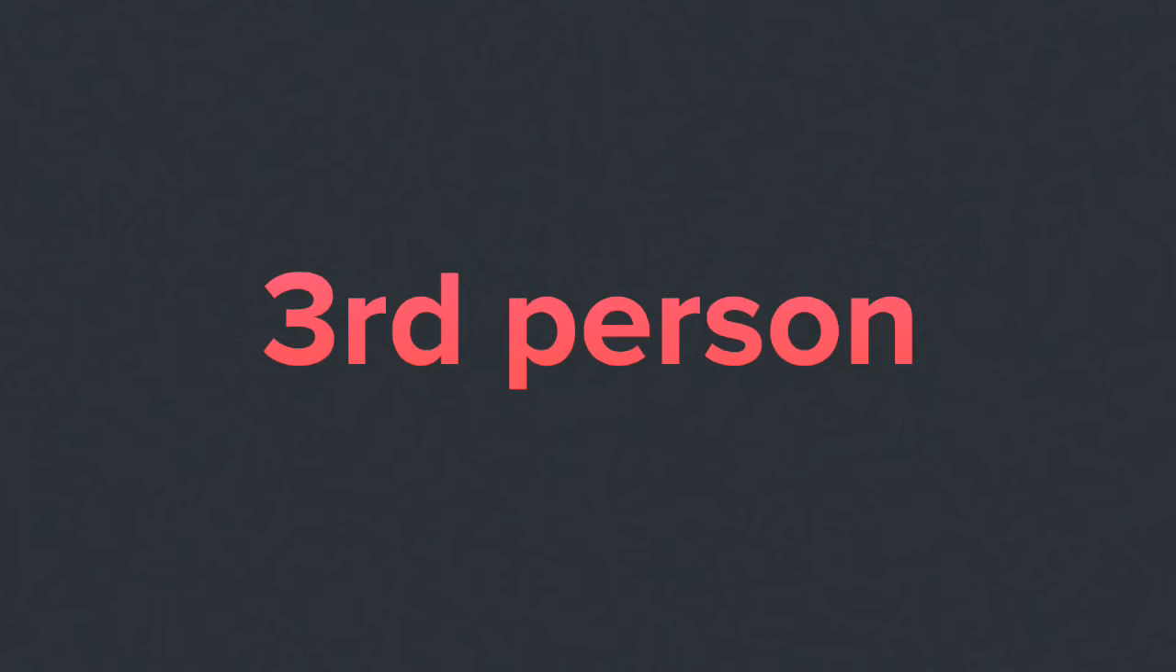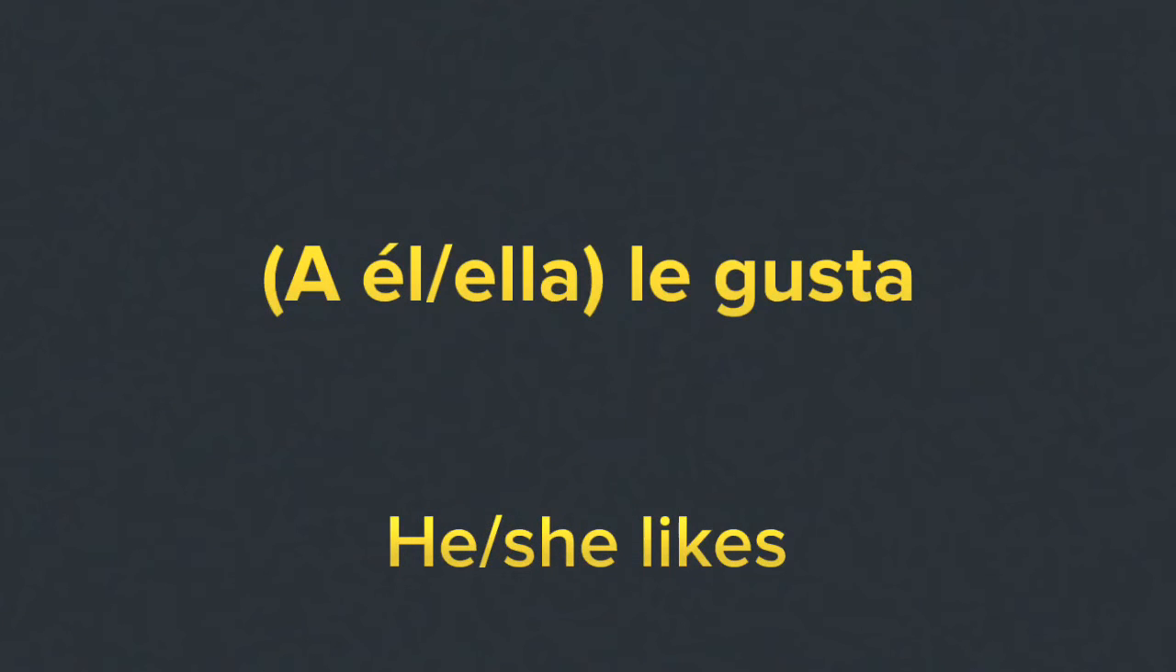We also have third person, which means we're talking about that person. A él o a ella le gusta. A él, a ella is a referent, le is the pronoun, gusta is the verb. We can also just say le gusta, which means he or she likes.